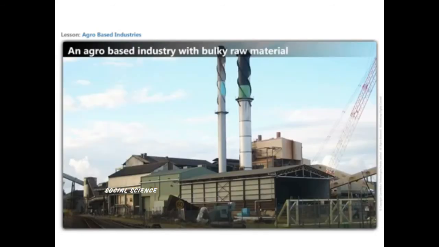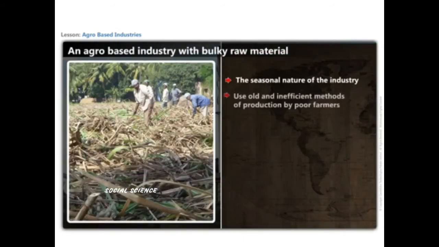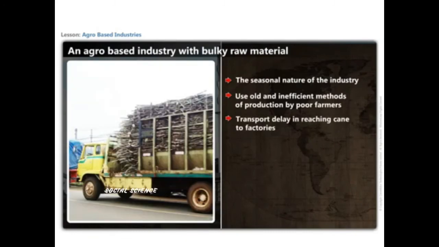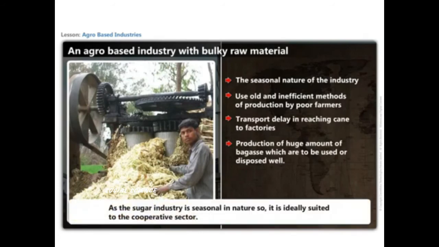Can you find out some of the challenges faced by the sugar industry in our country? The seasonal nature of the industry, use of inefficient methods of production, transport delay in reaching cane to factories, and production of huge amounts of bagasse are some of the challenges faced by the sugar industry in India. As the sugar industry is seasonal in nature, it is ideally suited to the cooperative sector.